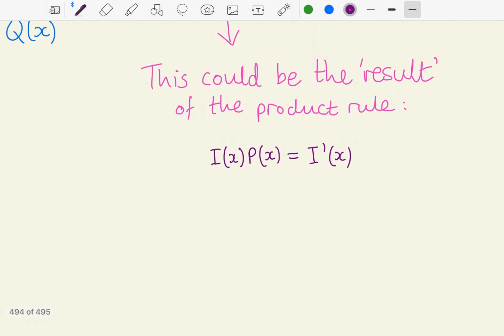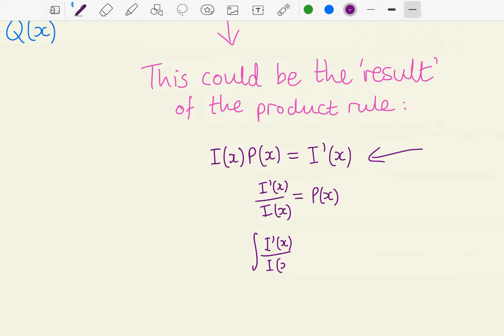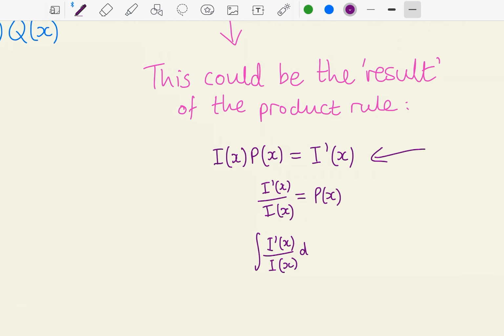So our task now is to find what I of x needs to be for this statement to be true, which is pretty much like solving for I of x. Now, if for a second we just rearranged it as so, dividing both sides by I of x, then we're going to integrate both sides with respect to x. Right now I don't know what p of x is, so I don't know what this integral is going to be. However, what I do see is that I have on the left hand side I of x and its derivative on top.